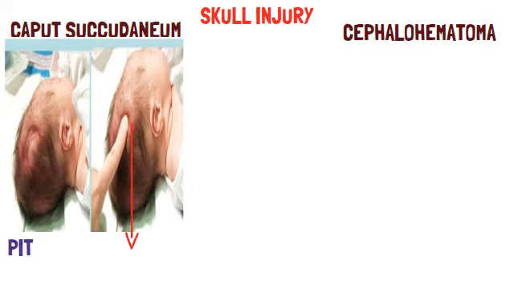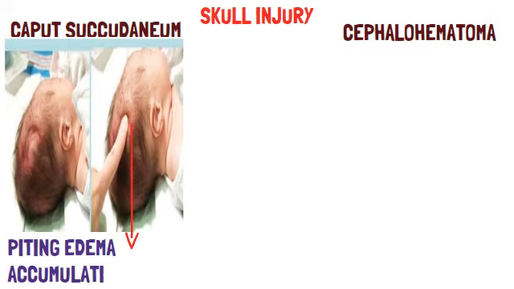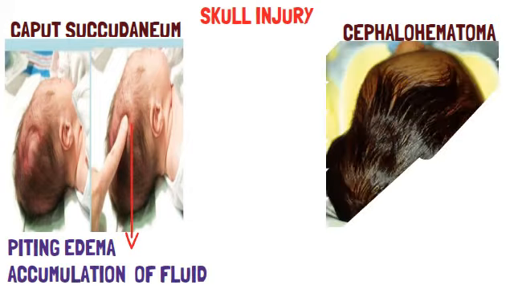Caput succedaneum is a swelling on the baby's head occurring due to accumulation of fluid between the scalp and periosteum. Cephalohematoma is accumulation of blood beneath the periosteum. Skull fracture is a break in continuity of skull bone. Next birth injury is classified as nerve injury. The type of injury where there is damage to the nerves, which can lead to paralysis of a particular area.